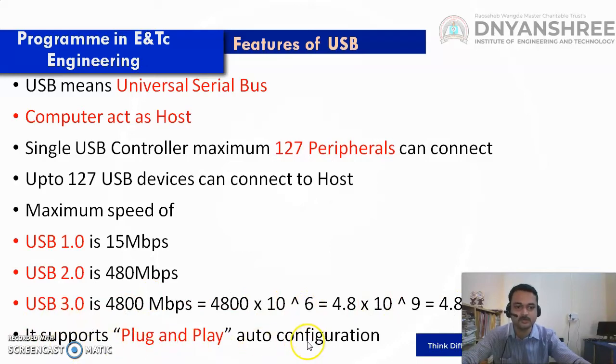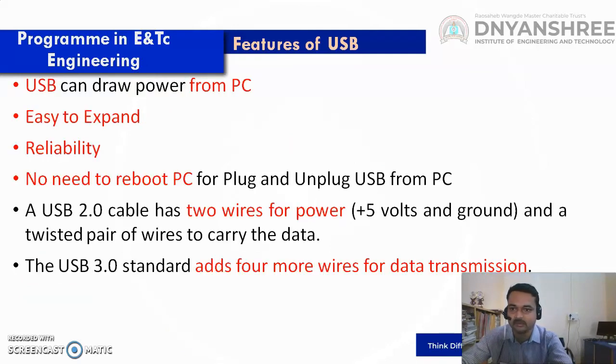Plug and play auto configuration is possible with the USB port because we can easily plug in and use USB devices. Even a pen drive we can easily plug and play. While connecting a pen drive, there is no need to turn off or reboot the PC. USB can draw its supply from the PC, because whatever supply is required is taken from the PC. It is easy to expand USB.